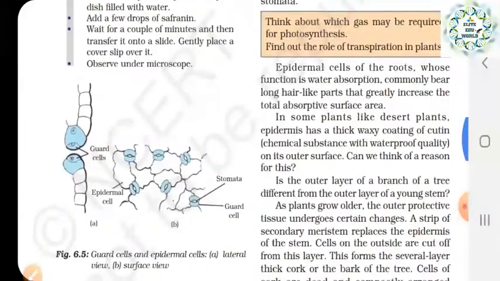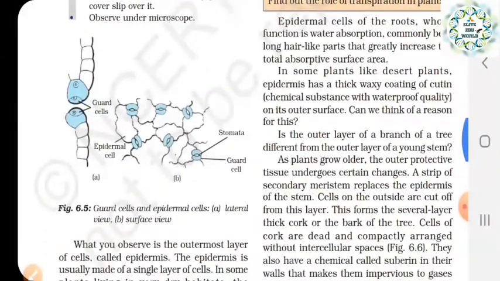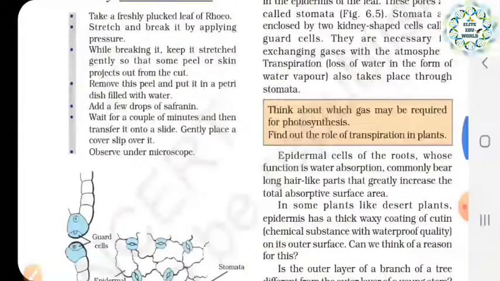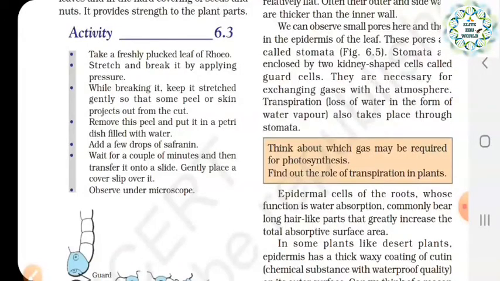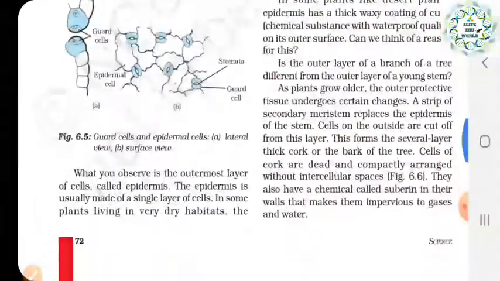We have seen the activity in our previous lecture, how to find out and observe the guard cells and the epidermis cells from the leaf, as they are present in the aerial parts.